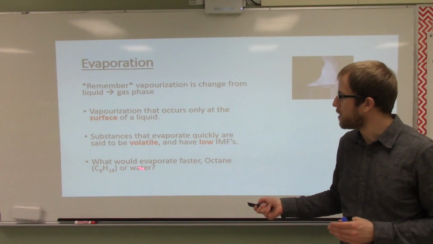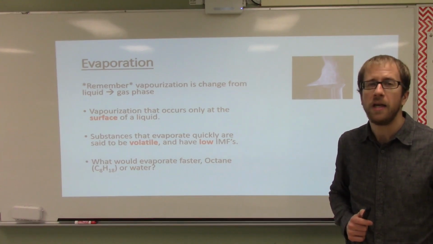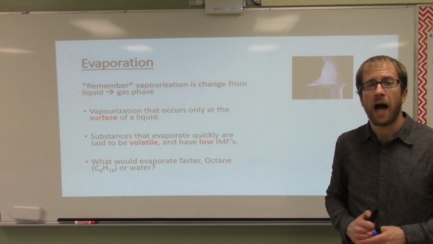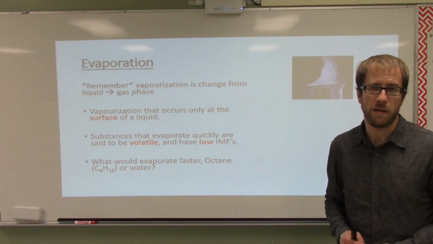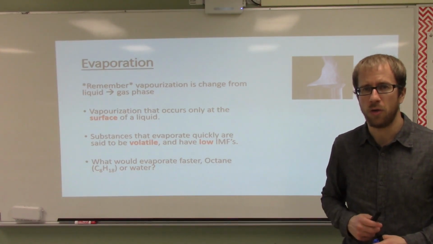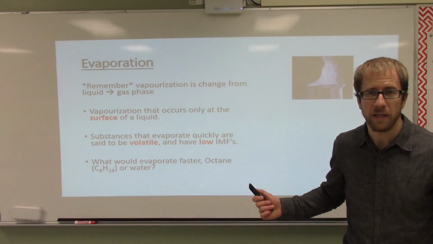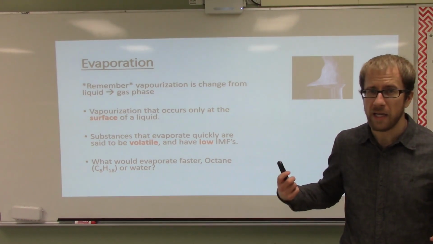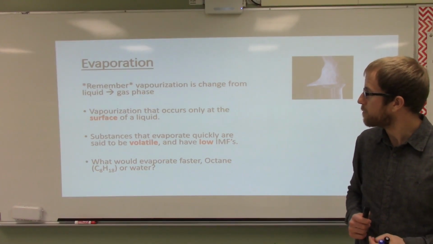What about water? What's that got going on? Well, it has hydrogen bonding going on. It has very high IMFs. Hence, octane, despite the fact that it is a much more massive molecule, has a much higher volatility. It evaporates much more readily, and that's because it has a much lower IMF.